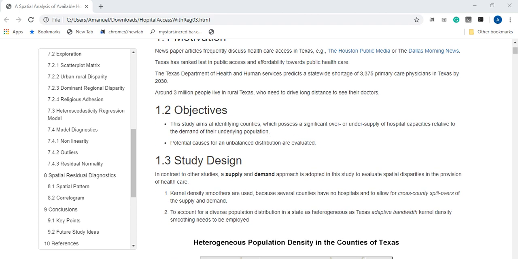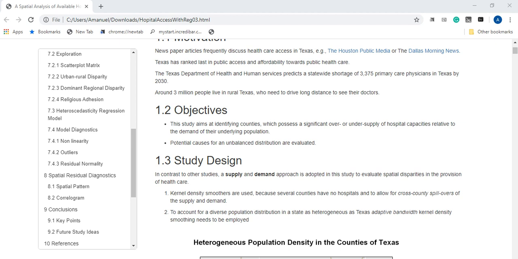So the objective of this study is to identify counties which possess a significant over or under supply of hospital capacities relative to the demand of their underlying population, and potential causes for unbalanced distribution are evaluated.